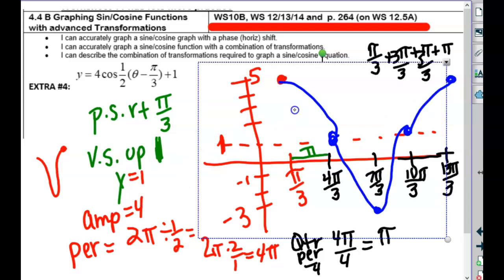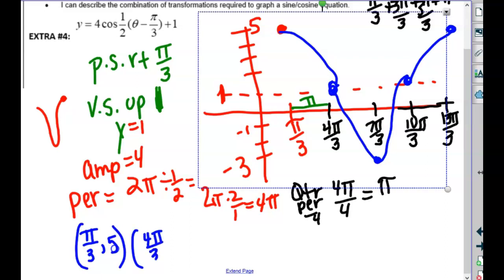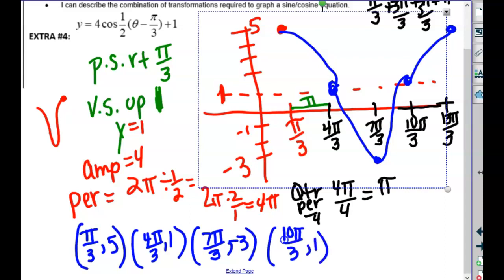Okay. So the ordered pairs are over. Don't do the ordered pairs backwards, because I do sometimes. Over and up, over and up, over and down to -3, over and up, and over and up. It isn't going to be pretty, guys. When there's a phase shift involved, it is not going to be pretty.